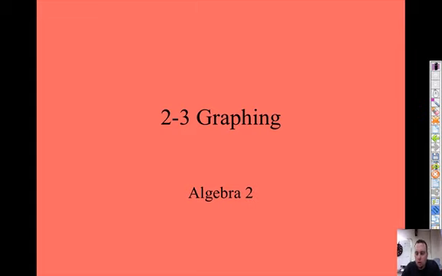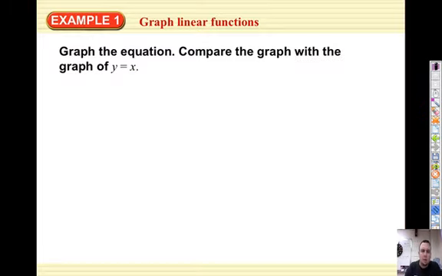You should know from Algebra 1 slope-intercept form, making a table, and I taught you the other day to use your calculator. So any of those three forms is great. You just got to know what you're doing here. So let's go with example 1.